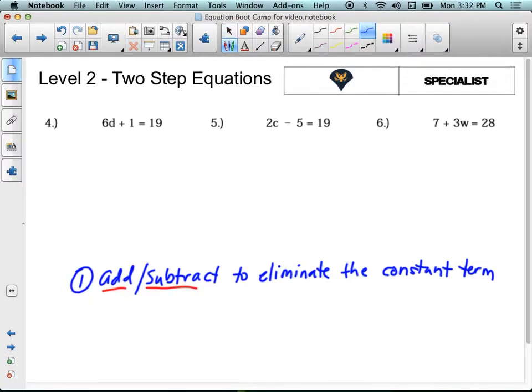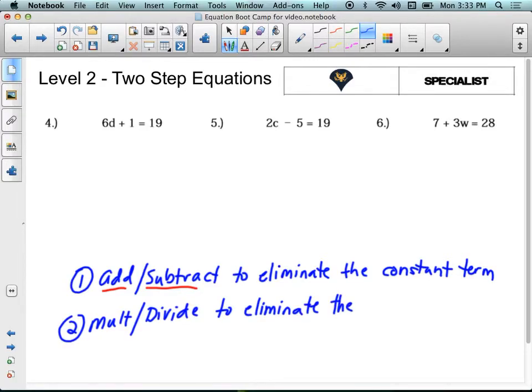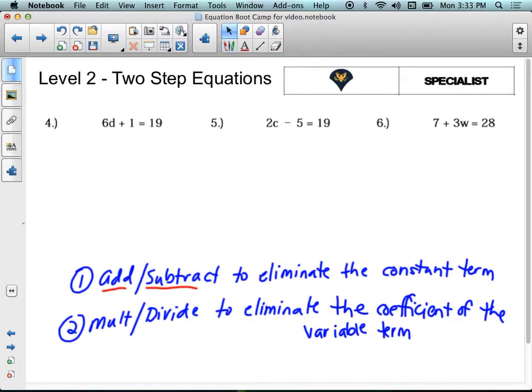Next thing we're going to do is multiply or divide to eliminate the coefficient of the variable term. Okay? So we're going to multiply or divide. Remember, the coefficient is the number that is actually touching the variable, which is the letter. So the number actually touching the variable is what we're going to be eliminating in step 2.